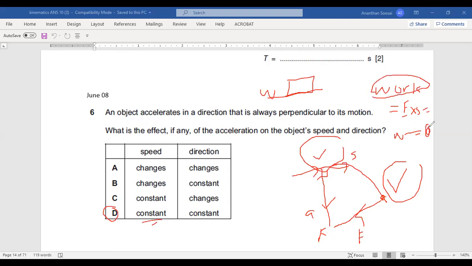Why is the work done by the force zero? Because force and displacement are perpendicular. This is the work concept we'll be learning in the next topic. It's another two topics ahead, but you learned this before.